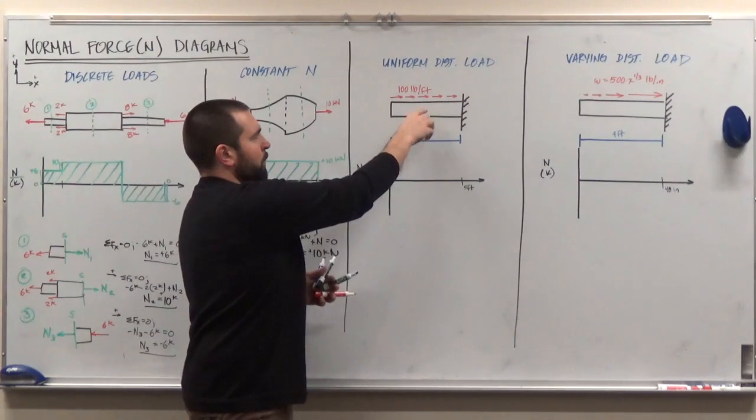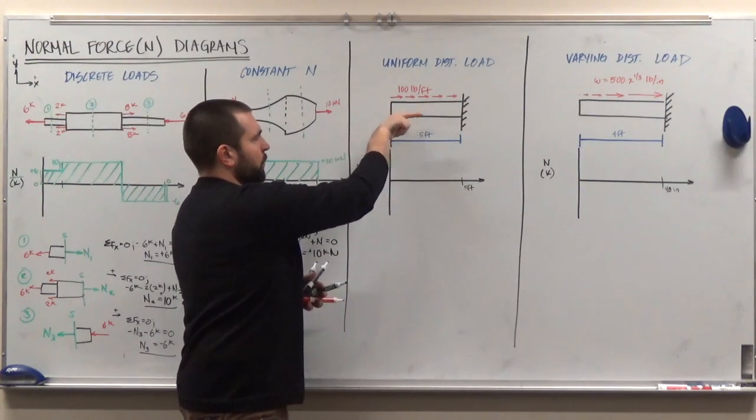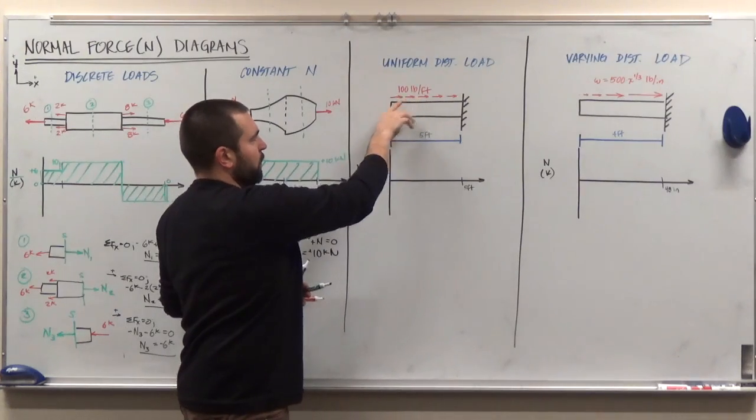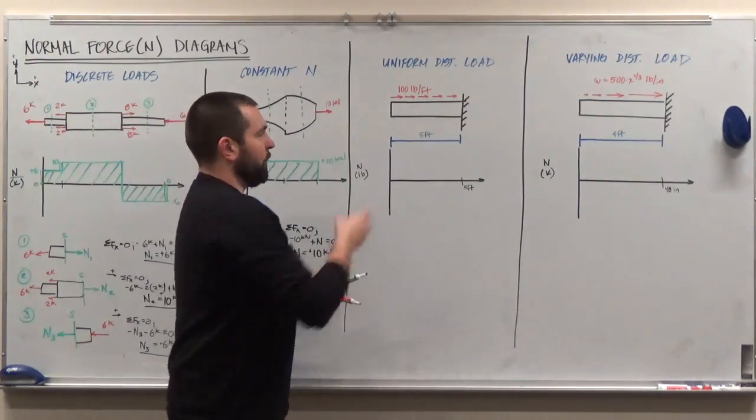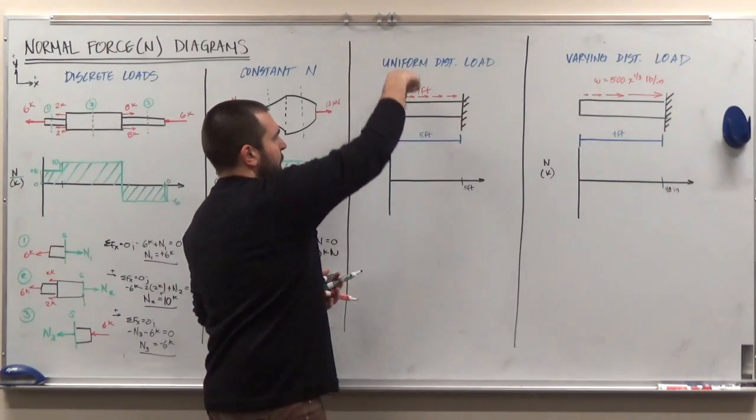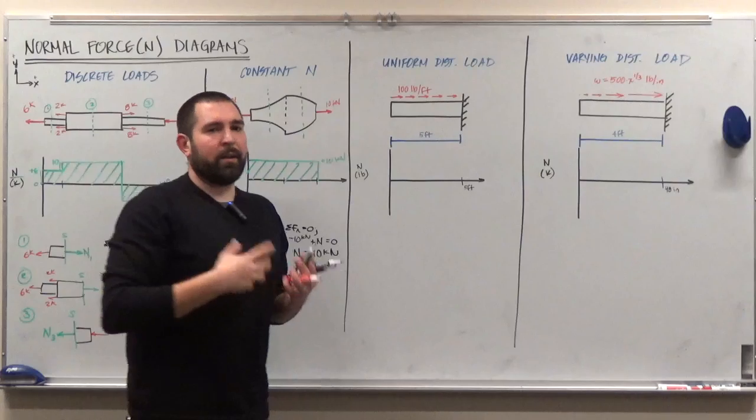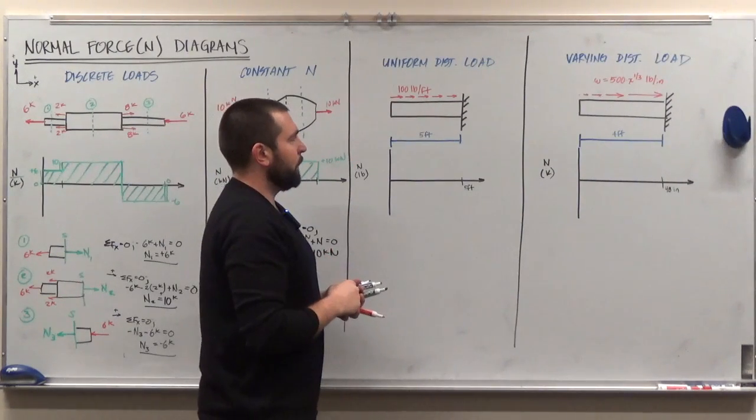Here we have a uniformly distributed axial load where the axial load here is pointed to the right, but it's uniformly distributed where it's 100 pounds per foot of an axial load. All right, if this column was rotated 90 degrees clockwise, that axial load pointed down would kind of be like gravity. All right, maybe here it's an acceleration load or something like that.